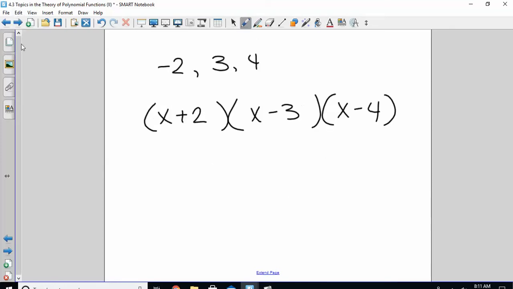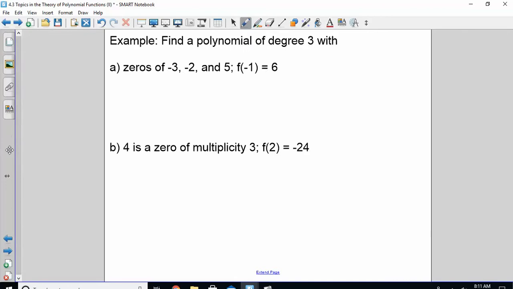Let's do some more writing the polynomial, but I'm going to change it just a little bit. So I want a polynomial of degree 3. So it's a cubic. I have 3 parentheses. That meets these requirements. Part A. My zeros are -3, -2, and 5. I'm giving you an extra requirement that f of -1 equals 6.